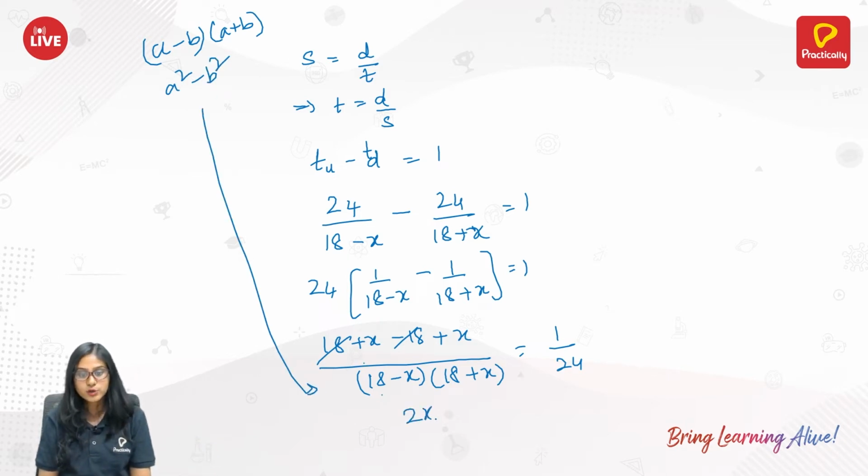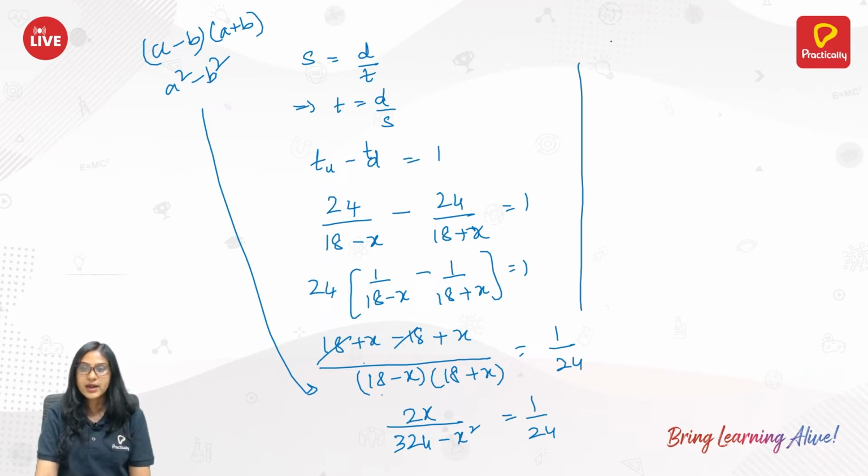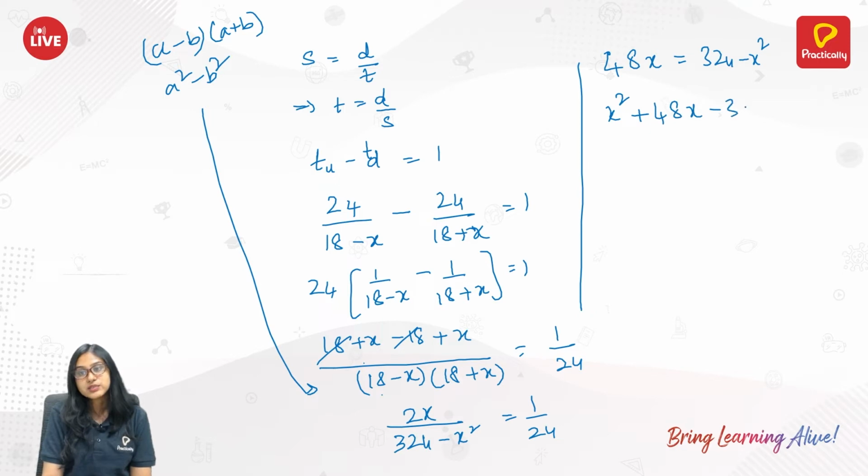Now this is 2x by, what is 18 square? 324. Minus x square equals 1 by 24. So we would be getting 48x equals 324 minus x square. So x square plus 48x minus 324 equals 0. We got a quadratic equation.